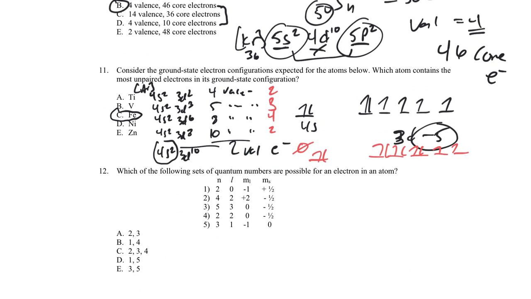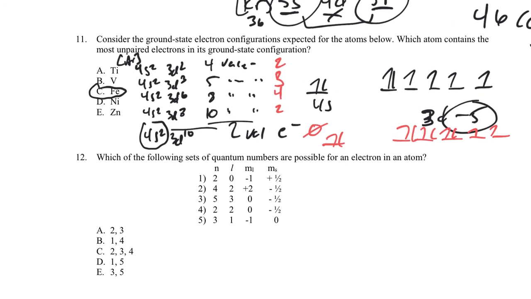Okay, so which of these sets of quantum numbers is not possible for an electron in an atom? And so what I'm looking for here is a set of quantum numbers that has something wrong with it. So 2, 0, -1, plus a half. This is what's wrong. The -1 can't happen. If l is 0, the only m sub l that's possible is 0. Because the range of m sub l is its own l value, negative to positive. So the only possible value is 0.